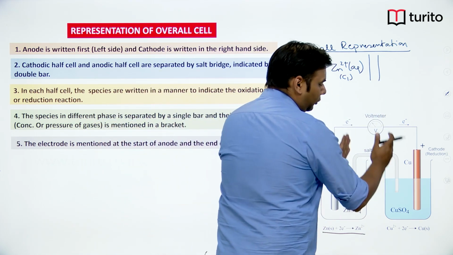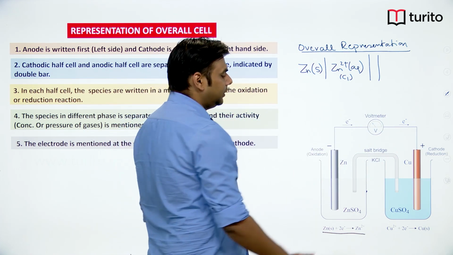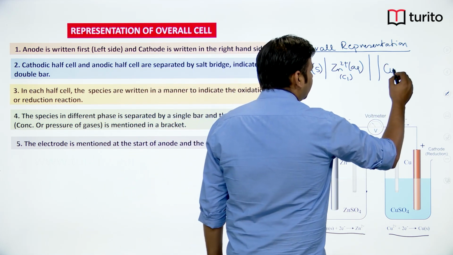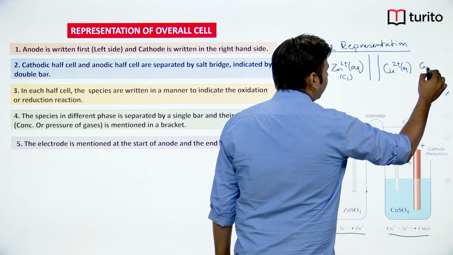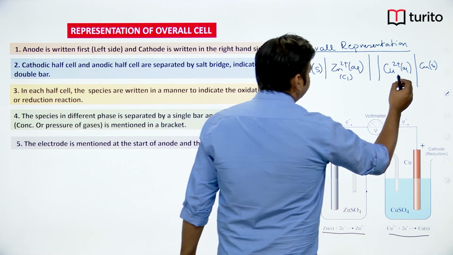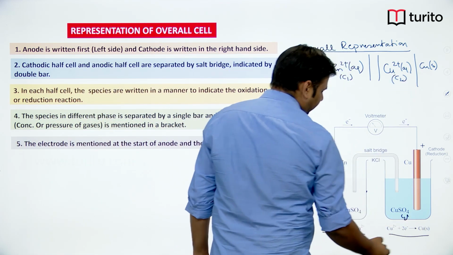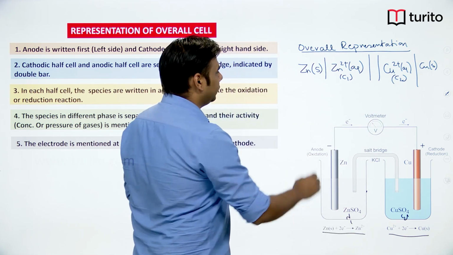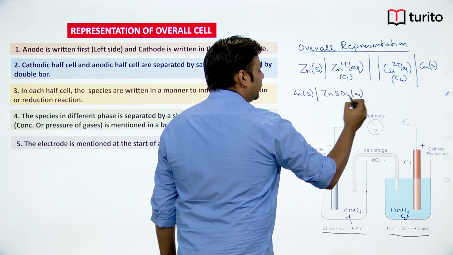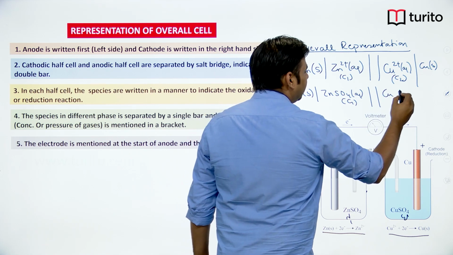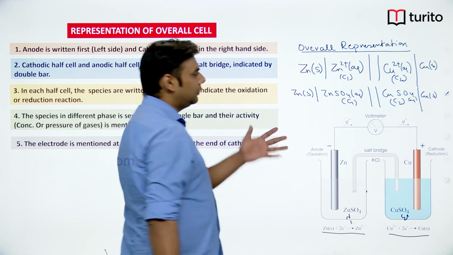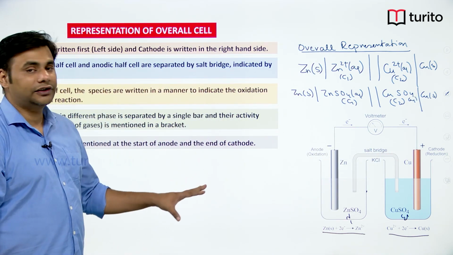They are separated by a salt bridge, so 2 bars indicating the salt bridge. Now in the cathode we know that a reduction is happening, copper 2 plus is taking up 2 electrons and changing into copper. Because their phases are different, we will separate them by a single bar, or we will write the concentration, suppose its concentration was C2, then we will write C2 in the brackets. So I can also write this as zinc solid, zinc sulfate aqueous whose concentration was C1, copper sulfate C2, and copper solid. So this is how you represent this cell. Hope this is clear to you.